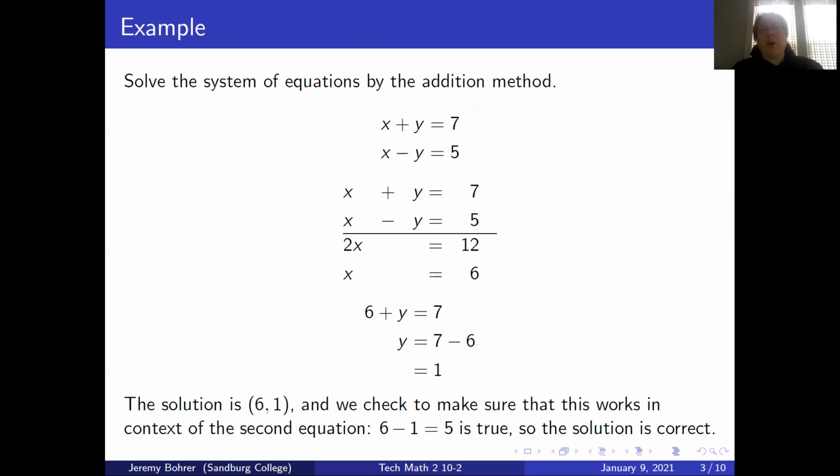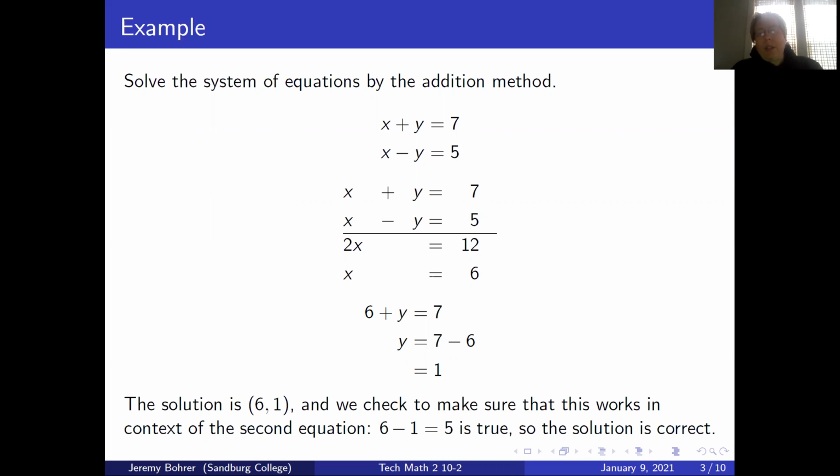So for example, suppose we want to solve the system of equations x plus y equals 7, x minus y equals 5. We'll start by just adding those equations together. x plus y equals 7, and then x minus y equals 5. We add the two x's together and get 2x. We add positive y to negative y and get 0, and we add 7 and 5 to get 12. So we have 2x equals 12, and we can divide both sides by 2 and get x equals 6.